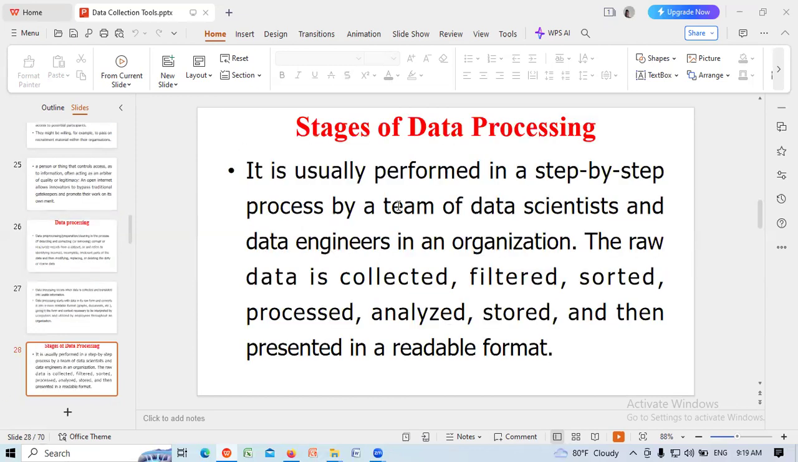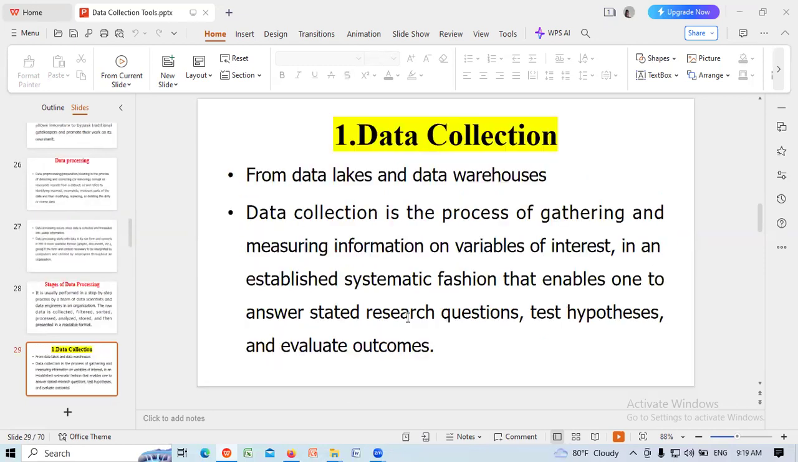The stages of data processing are usually performed in a step-by-step process by a team of data scientists and data engineers in an organization. The raw data is collected, filtered, sorted, processed, analyzed, stored, and then presented in a readable format.